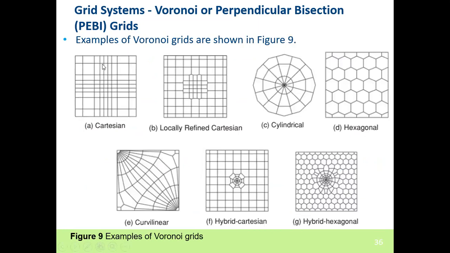You see, this is a Cartesian system with the grid blocks having different dimensions. This we'll still talk about briefly. Locally refined Cartesian grid. This is cylindrical, so this looks like a modified radial grid. This is hexagonal. This is curvilinear. This is a hybrid Cartesian with hexagonal, and then this is hybrid hexagonal.